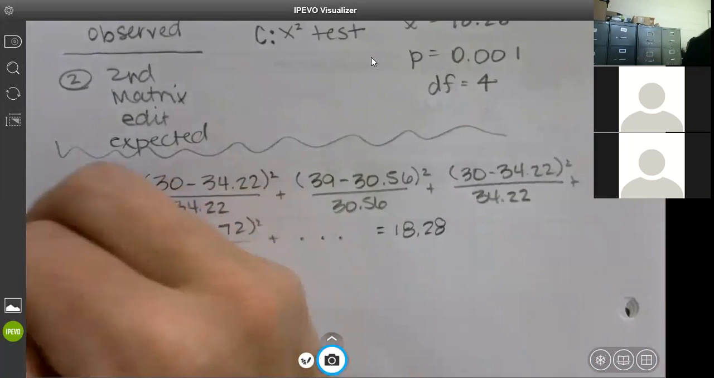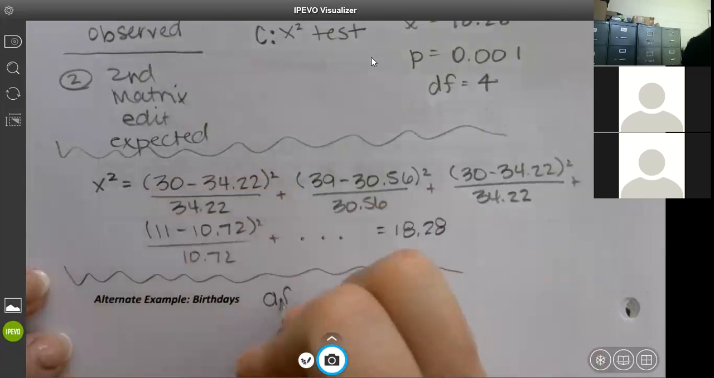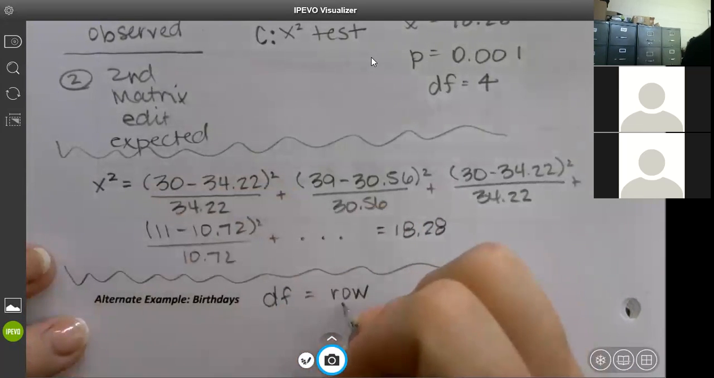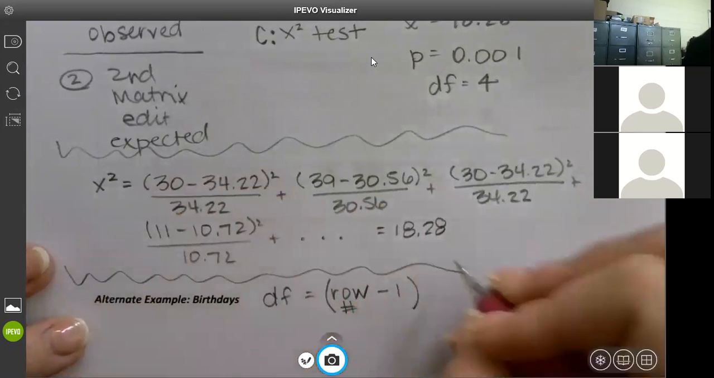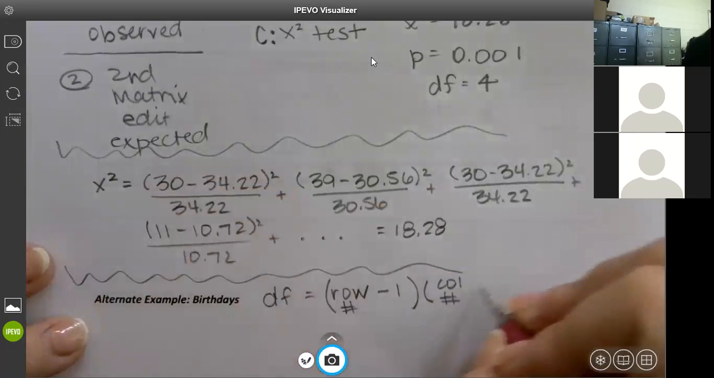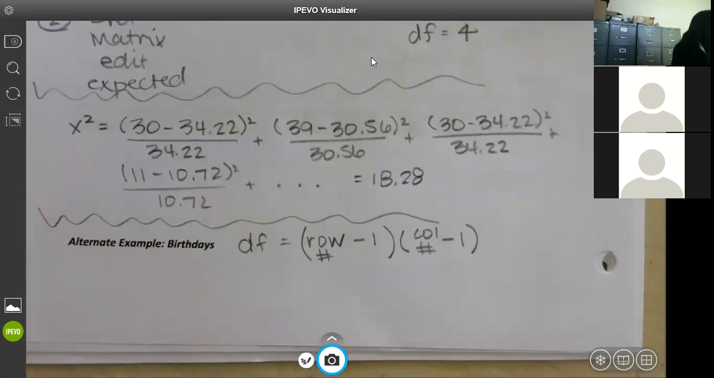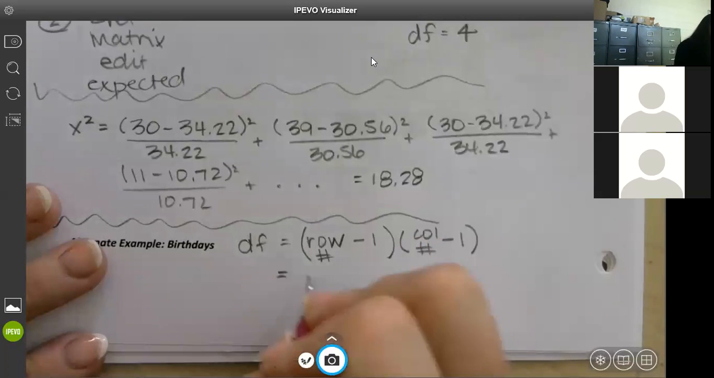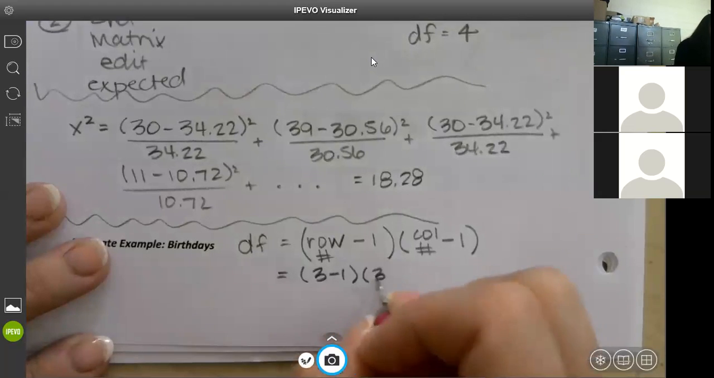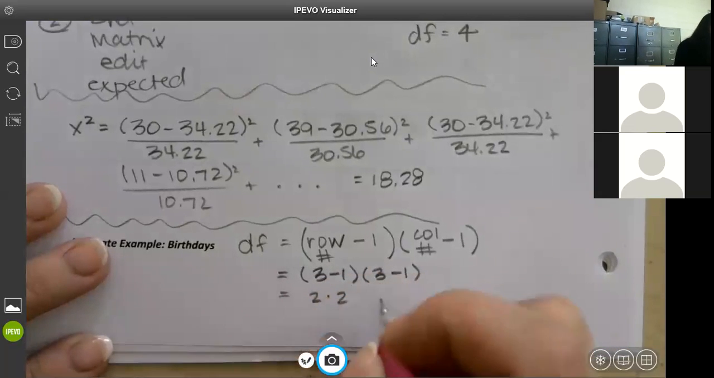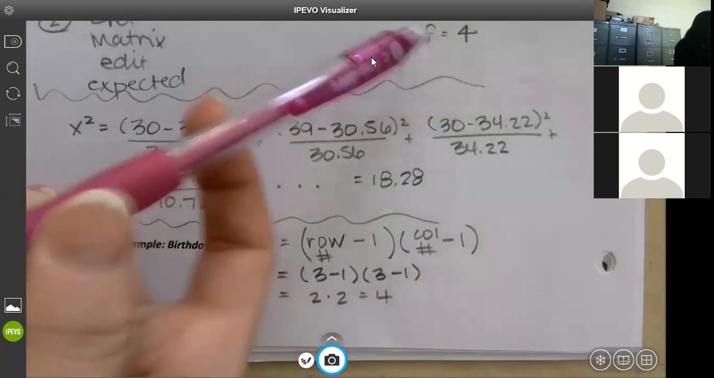How do you find your degrees of freedom? You do the number of rows minus 1, number of columns minus 1, and you multiply those together. Row goes horizontal, column goes up and down. In this case right now, it doesn't matter because it's a 3 by 3. Think about columns. What do columns look like? Up and down. All right. So it's a 3 by 3. So it's 3 minus 1 times 3 minus 1, or 2 times 2, which is 4. That's where this degrees of freedom comes from.